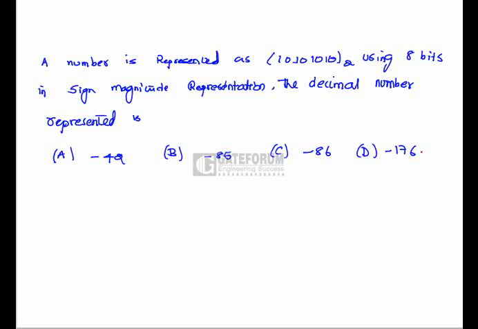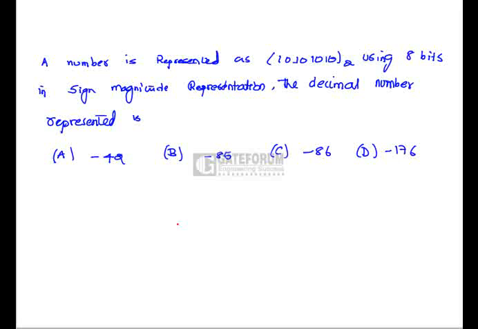It's represented as 10101010 using 8 bits in sign magnitude representation. The decimal number represented is, we know that in sign magnitude representation, if it is an n bit number, the nth bit, that is the MSB, is a sign bit, that is 1 for a negative number and 0 for a positive number. The remaining n minus 1 bits in the n bit representation represent the magnitude. So for a given 8 bit number, the MSB is 1, which means the number we are going to get is a negative number.